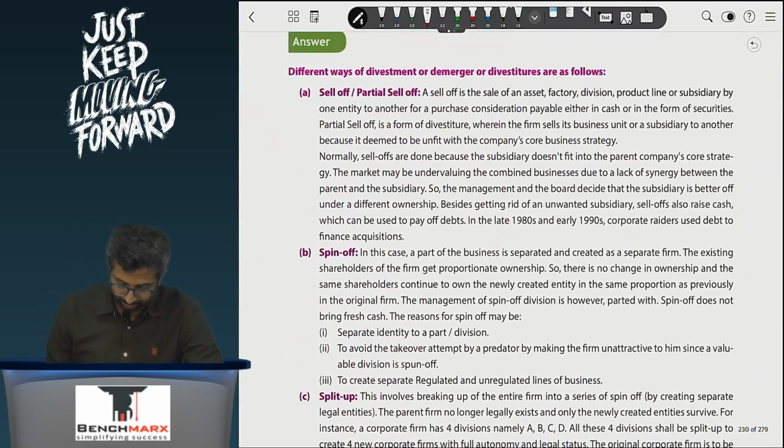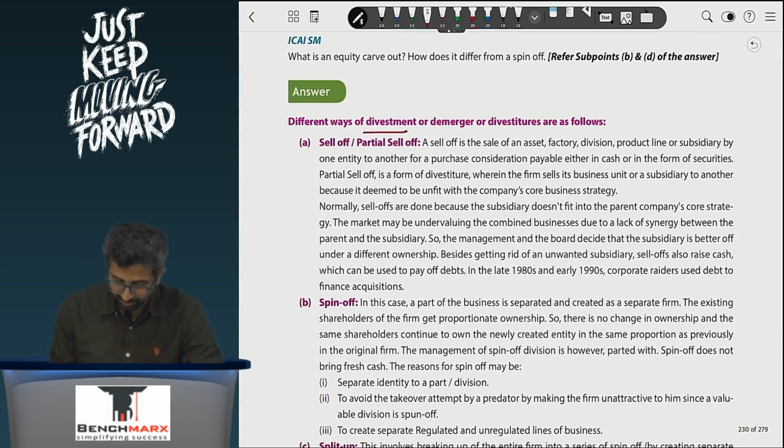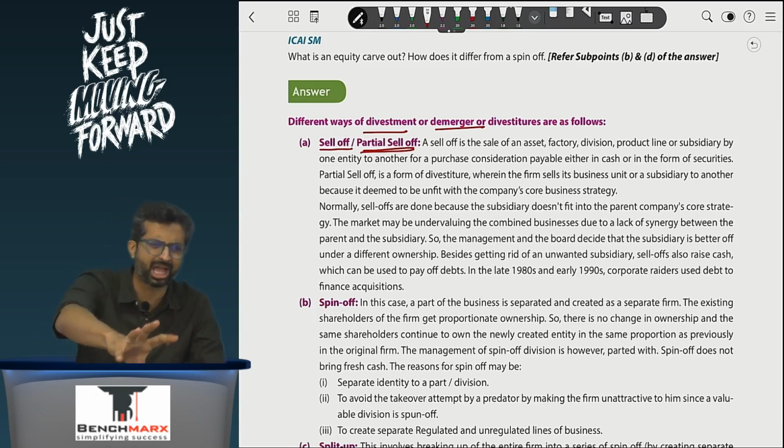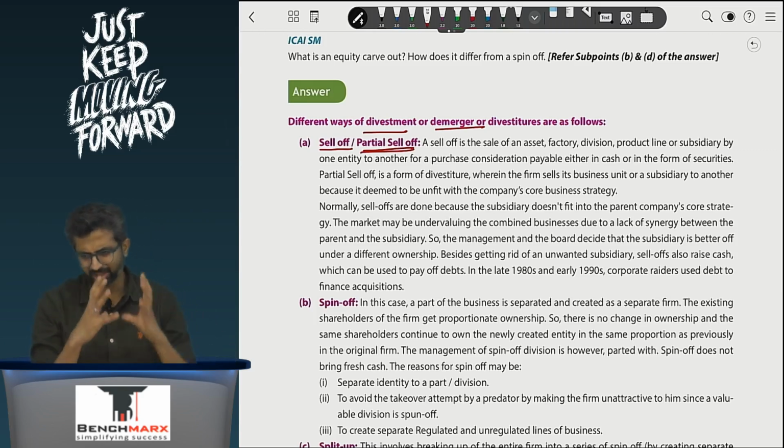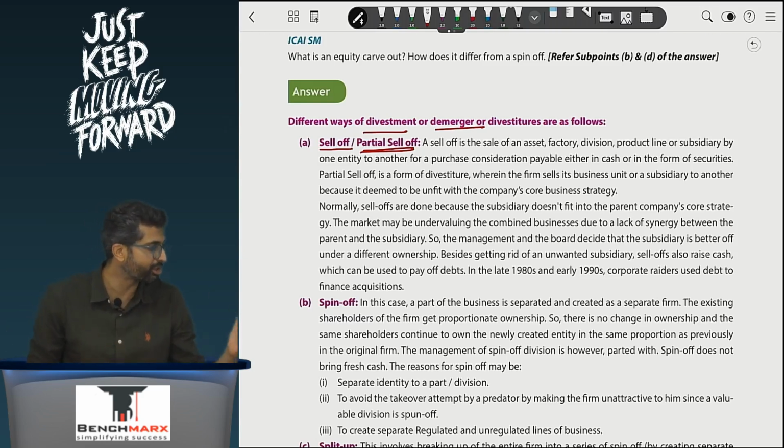Look, first of all, different ways of divestment or demerger or divestitures. A sell off or a partial sell off. Here, what is it? I'm not demerging, I'm directly selling it off to someone. So as the name goes, I have a division, I directly sell it off to someone. It's not that my subsidiary went to my shareholders. No, I'm selling it off. So over here, a sell off, like slump sale, you remember? Slump sale is a classic sell off. I'm not demerging or doing anything, I'm selling it off.